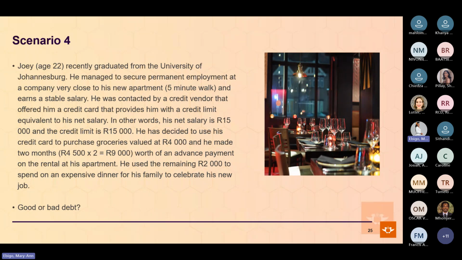He has decided to use the credit card to purchase groceries valued at 4,000 Rand, and he made 2 months' worth of an advance payment on the rental at his current apartment. So that added up to 9,000 Rand. He used the remaining 2,000 to spend on an expensive dinner for his family to celebrate his new job. Would you consider this good or bad debt? And why?